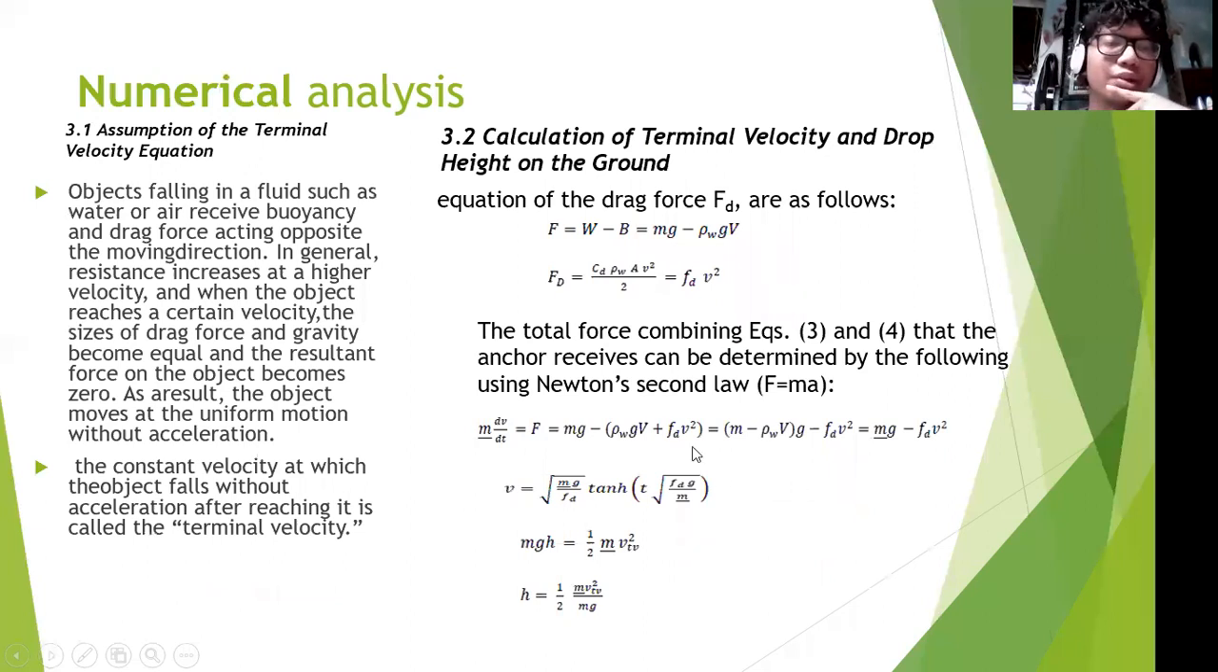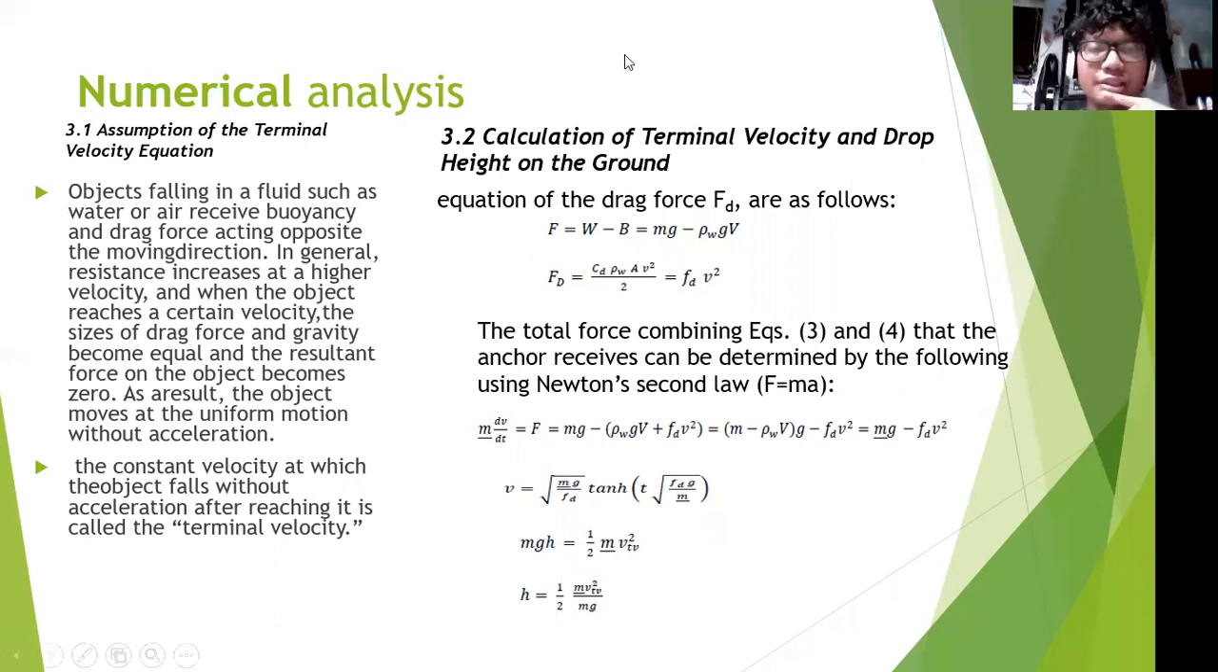As all of you know, when an object is falling in a fluid such as water, buoyancy and drag force act opposite to the moving direction. In general, resistance increases at higher velocity, and when the object reaches a certain velocity, the drag force and gravity become equal, and the resultant force on the object becomes zero. As a result, the object moves at uniform motion without acceleration. The constant velocity at which the object falls without acceleration is called the terminal velocity.